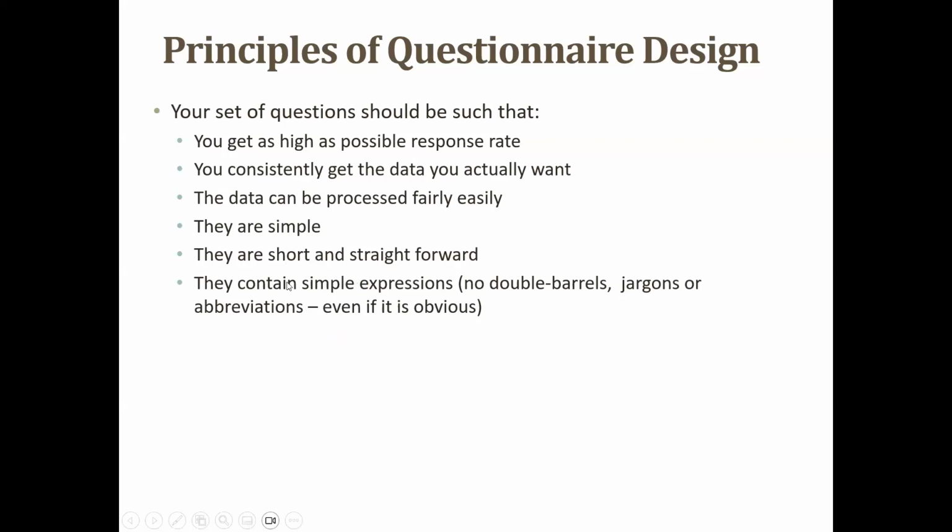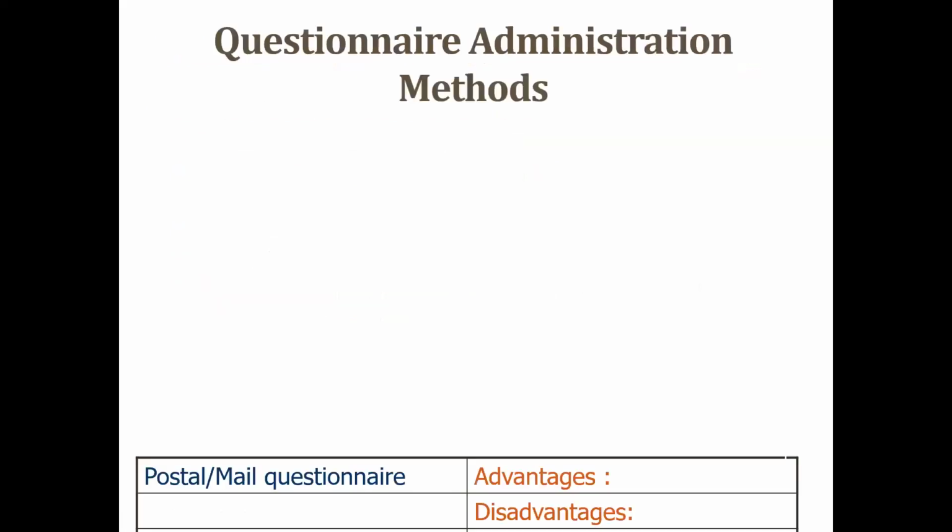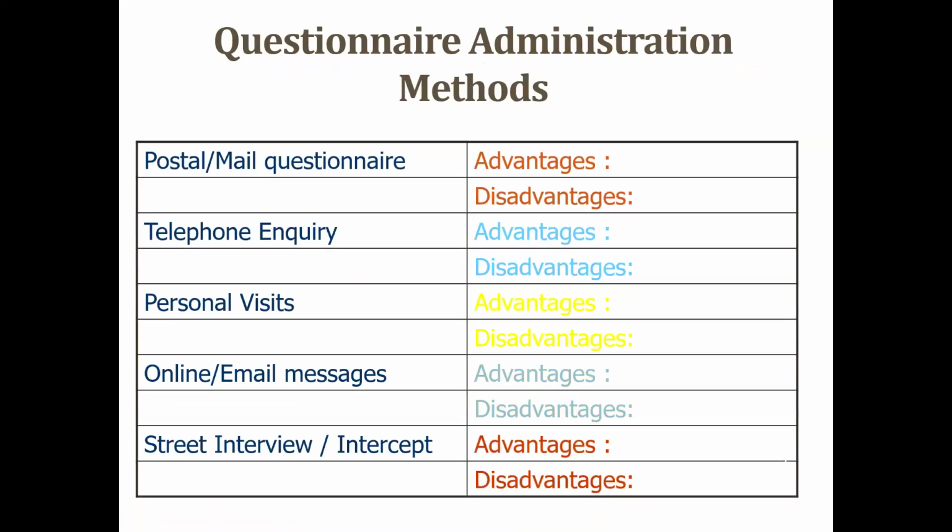You want to be sure that your questionnaire is simple, short and straightforward, and contains simple expressions, not double-barreled, no technical jargon. If there are, they should be familiar to the people responding to it. Okay. All right. So, assuming you've done all this and your questionnaire instrument is ready, how do you get it to the field? How do you get your target respondents to respond to it for you?